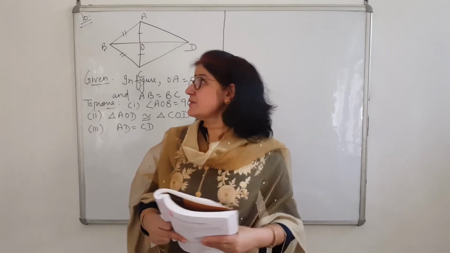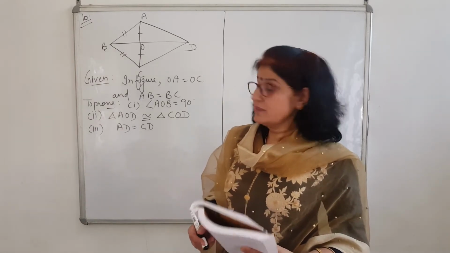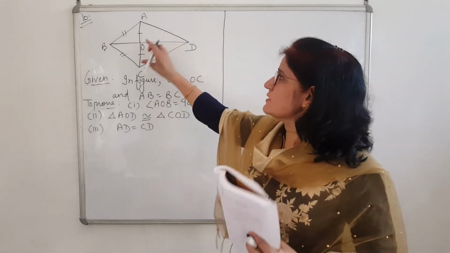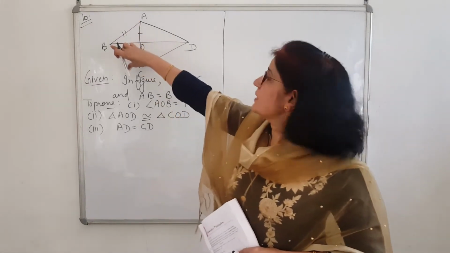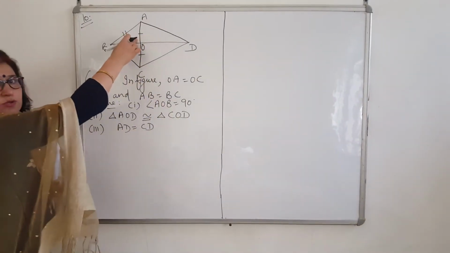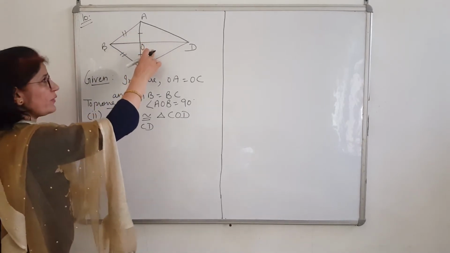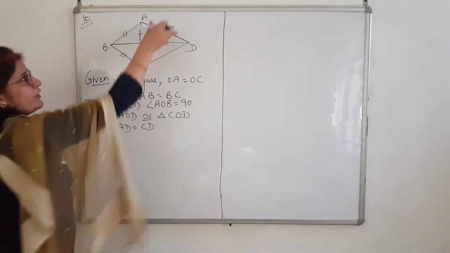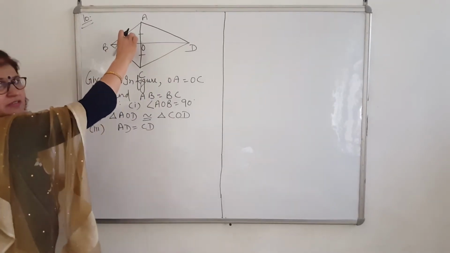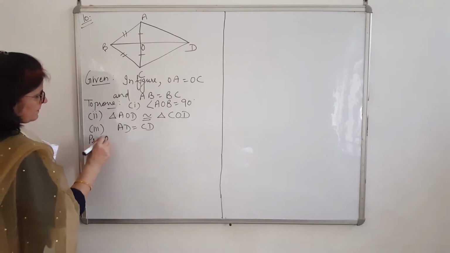Now question number 10. In this question one diagram is given, one figure is given. In this figure what things are equal? OA equals OC, AB equals BC, and you have to prove angle AOB is equal to 90. Secondly, you have to prove these two triangles are congruent, and in third part you have to prove AD is equal to CD. To prove first part, we will take first these two triangles. So proof of first part.